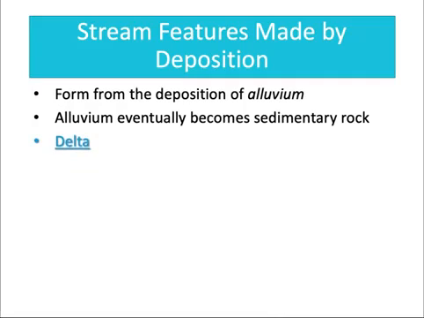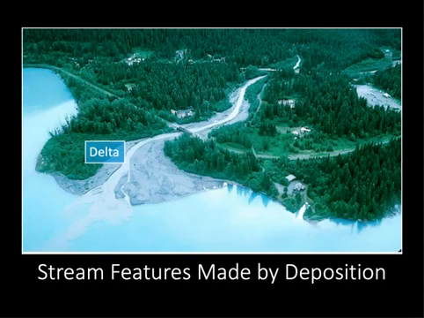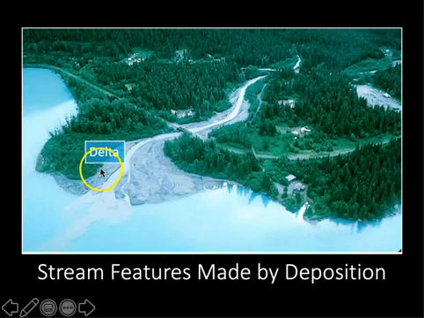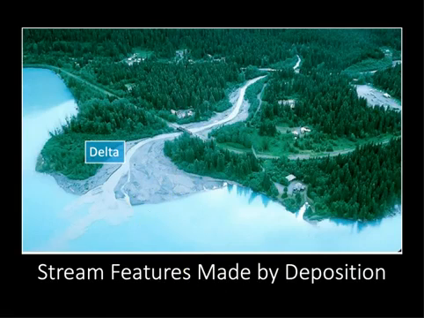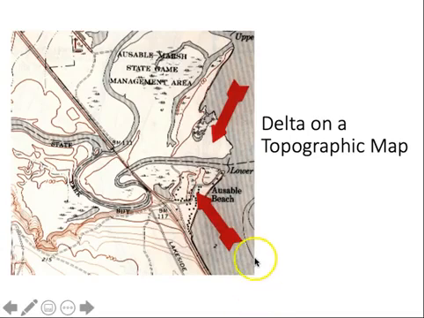A common depositional landform feature related to streams are deltas. These form at the mouth of a stream. In this picture, we have a delta. These form when a stream enters a calm body of water, loses its energy, and deposits its load of sediment. Think of what happens after you shake a snow globe. On a topographic map, a delta will be the land jutting out into a lake or an ocean at the mouth of a river.